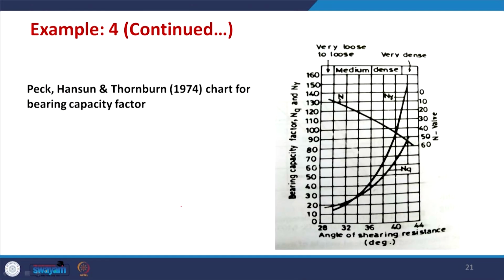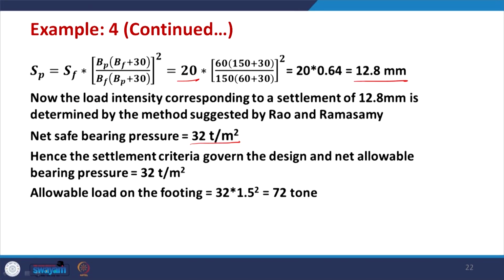Now, you have two values. One value is coming from the bearing capacity point of view, the ultimate bearing capacity which we obtained in the last slide, that was 72 ton per meter square, and from the settlement criteria, 32 ton per meter square. Naturally, for a safer design you need to use the lower value. So, the settlement criteria will govern the design, and normally for granular soils or sandy soil, the settlement criteria is the governing criteria.